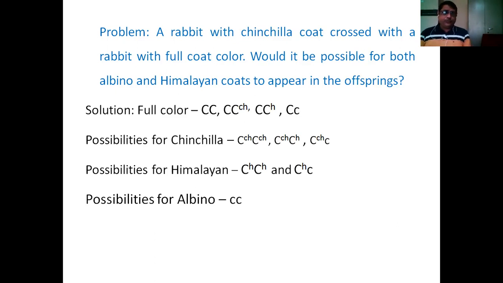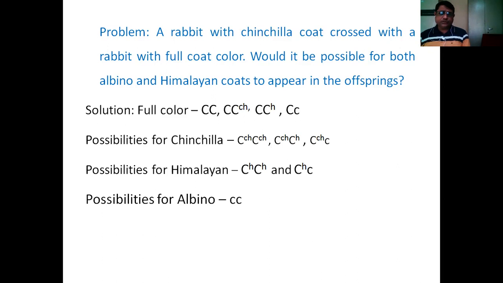Here, first we will see the possible genotypes for the full color. As we have discussed, the genotypes may be either CC, CCH, or Cc. Similarly, for chinchilla, these three genotypes are possible. So if we want albino or Himalaya type of offspring, then it is a known fact that both of the parents, or either one of the parents, should carry the gene for albino or Himalaya, isn't it?